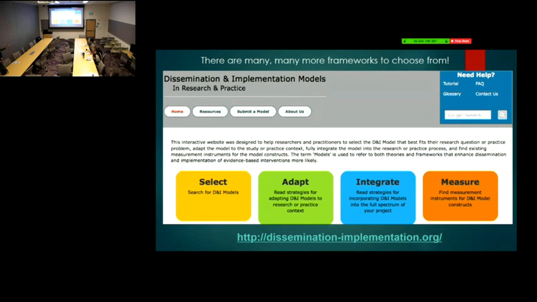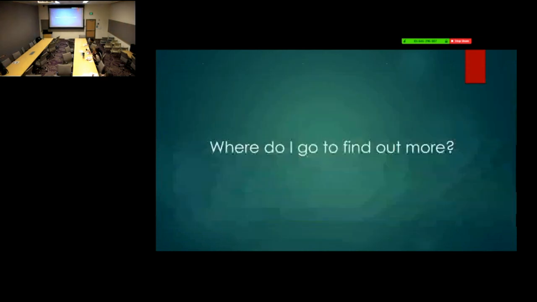But if you go on there, you can select, I want something to study dissemination more, or I want something to study implementation more. I want something that's going to help me focus on a provider level intervention. I want something that's going to help me focus on program adaptation. And you can search, and it'll give you ideas, and then you can click on the model, and it'll show you some key references and explain it. So it helps you. It's not a panacea for everything, but it gets you started. So that's one of the things.